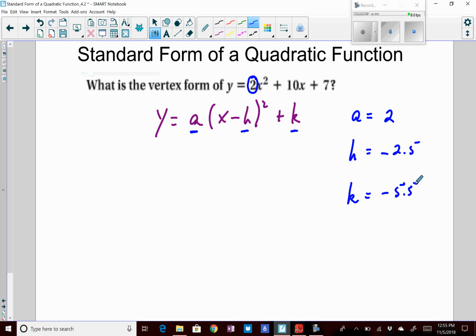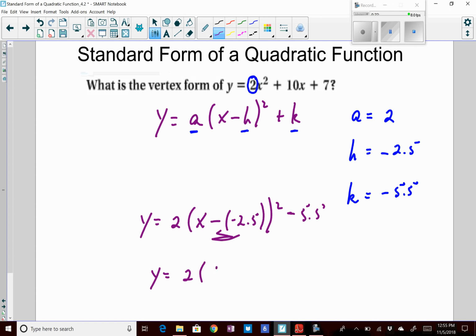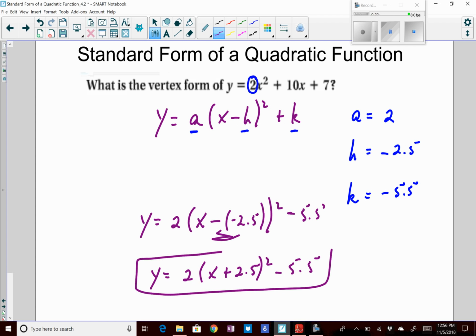So now we have all the pieces we need to write the equation. So here we go. We have y equals a is 2, x minus h is negative 2.5, plus k, so minus 5.5. So the only thing we have to do is clean this up in the middle. So we have y equals 2 times x plus 2.5 squared minus 5.5. So here is the equation in vertex form.